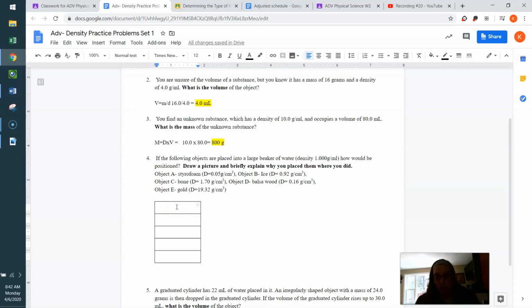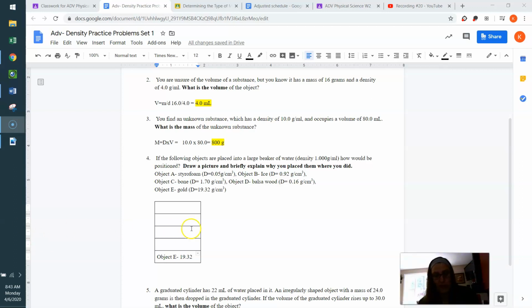The for-sure sinker in this particular case is going to be the most dense, and that is going to be object E, because object E has a density of 19.32 grams per cubic centimeter. And from there, I would just start listing them in decreasing densities as we're moving up the column.